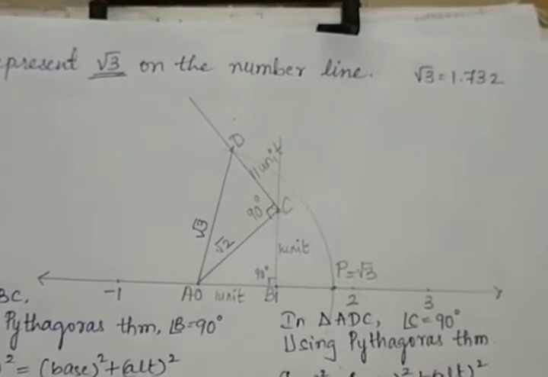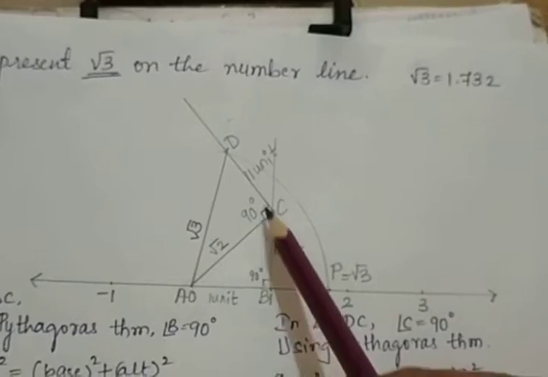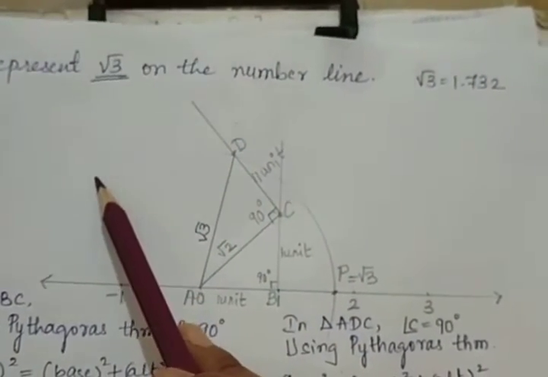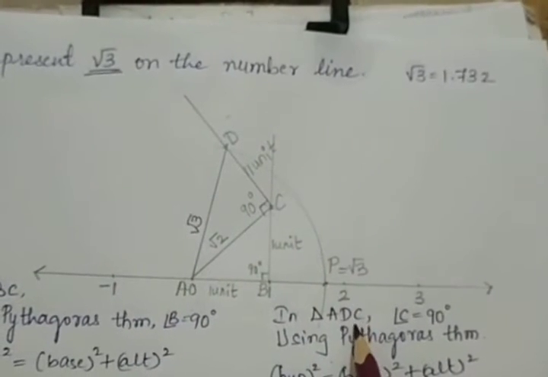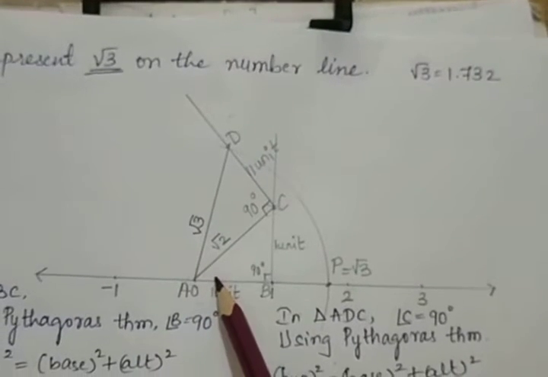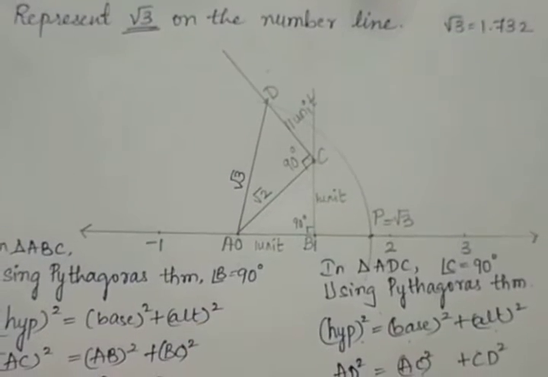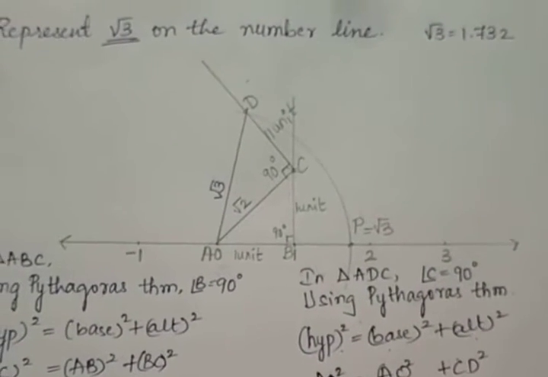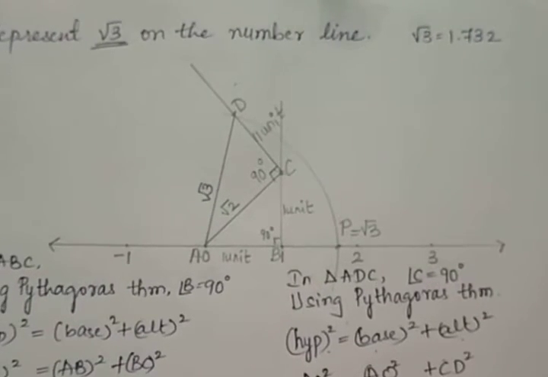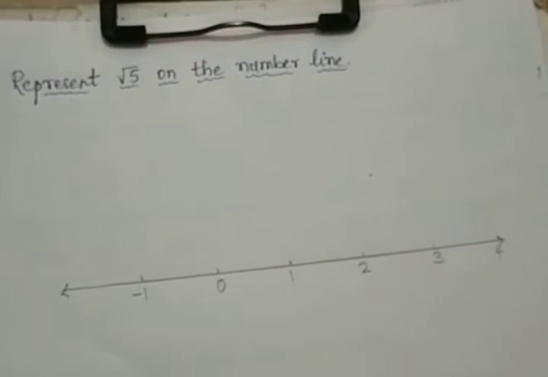Okay, so there are two methods to represent root 5 on the number line. One is the same way we represented root 2 and root 3, and then continue to root 4 and root 5, and then represent that arc here. So we will get root 5 on the number line, but it is a time consuming and very lengthy method. There is another method which I'll be explaining now that is easier and takes less time. So we'll move on to the second method to represent root 5 on the number line.